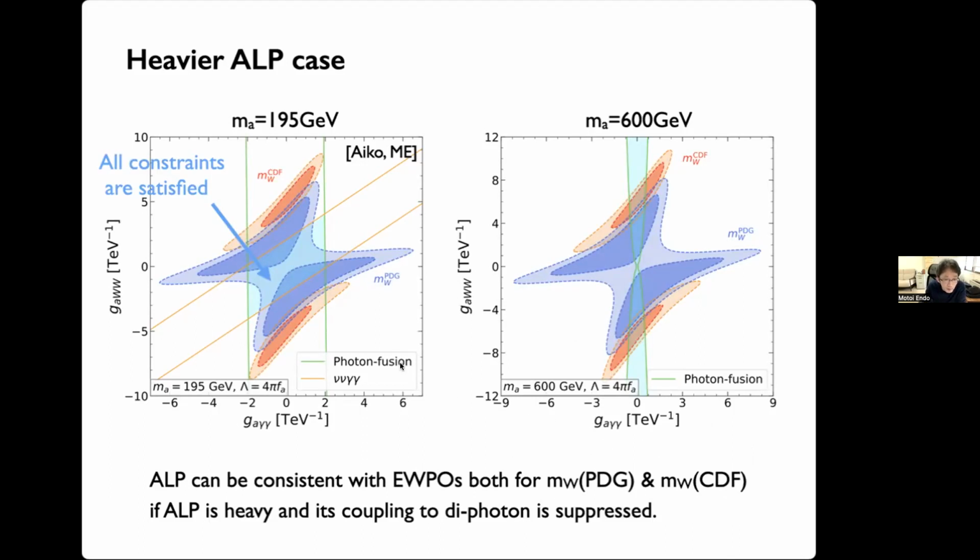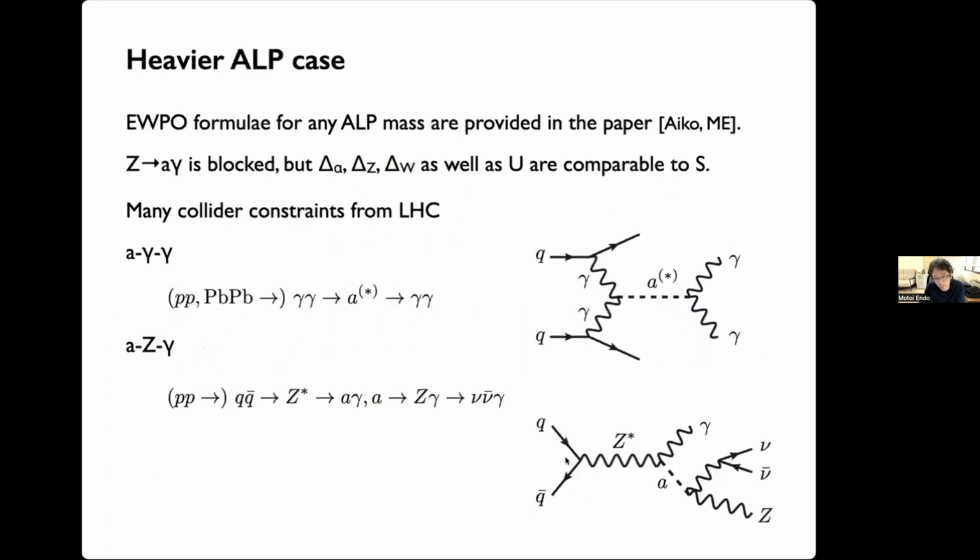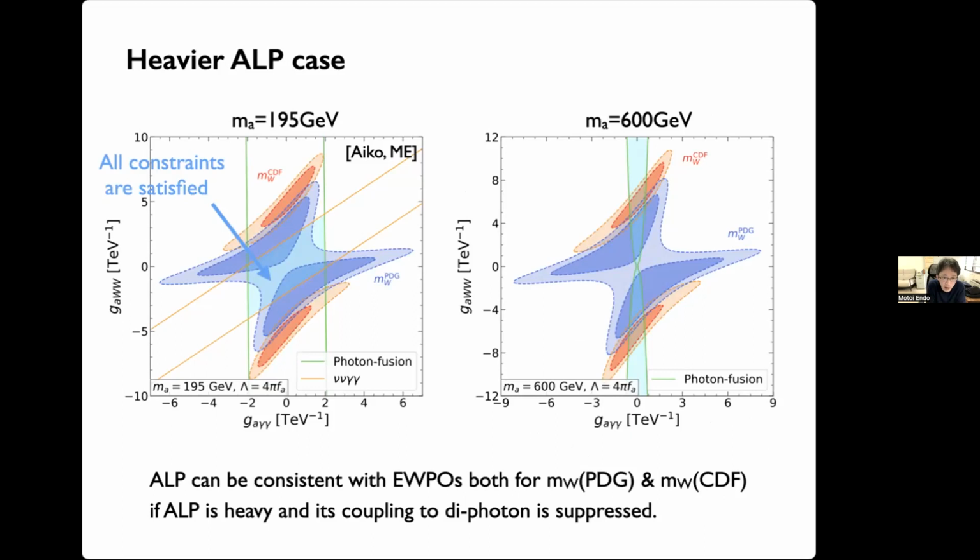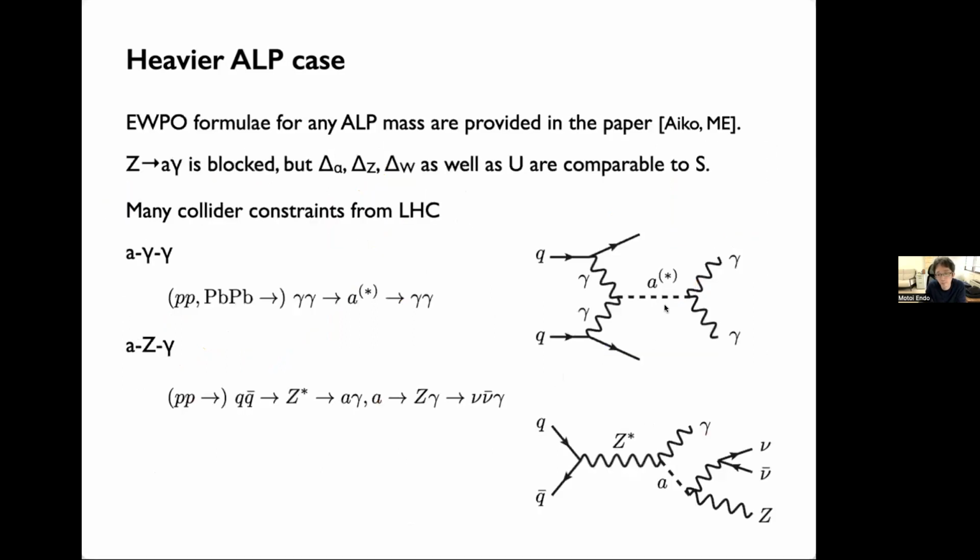In the left plot, this cyan region is again allowed by all the experimental constraints. And in this case, again, the electroweak precision observable can be consistent with the collider constraint only if the PDG value is adopted. But if the ALP is heavier, as 600 GeV, then this tight constraint, which comes from the Z gamma constraint, is here. In this case, this constraint is gone. So we only have the constraint that comes from the photon fusion, here, this constraint.